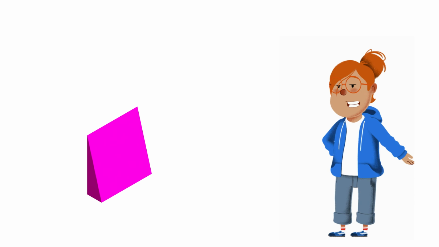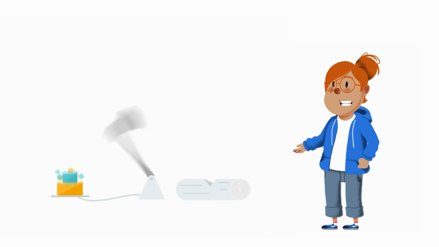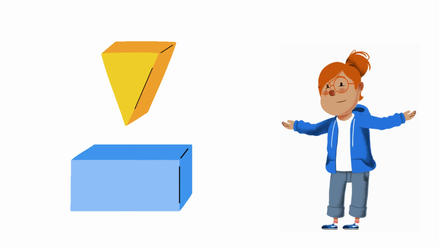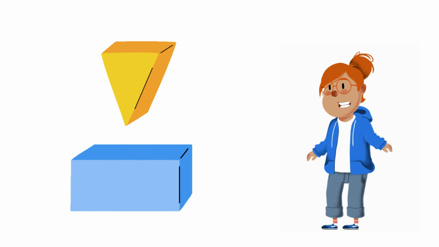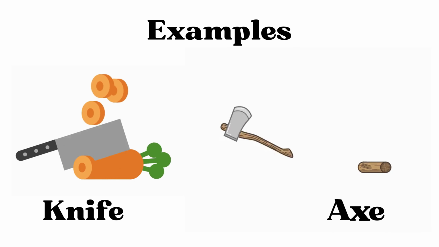Kids, next we're going to see wedge. A wedge is a triangular-shaped object with a sharp edge that can be pushed into an object to split it apart or lift it. Examples include knives and axe.